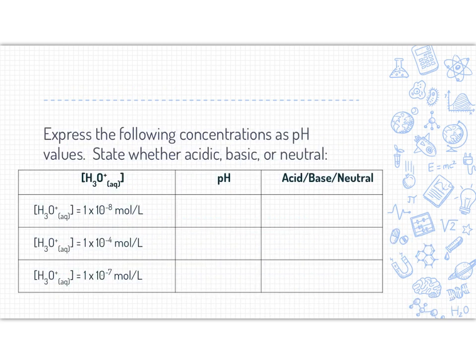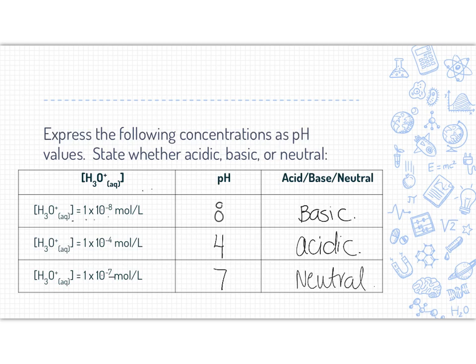So using that idea, we can decide the pH values of these concentrations. If the H3O+ concentration is 1 times 10 to the negative 8, the pH is the exponent, so 8. That means that this solution is basic. If the concentration is 1 times 10 to the negative 4, the pH is 4. Therefore, this is an acidic solution. If it is 1 times 10 to the negative 7, that is a neutral solution. Again, it only works for powers of 1.